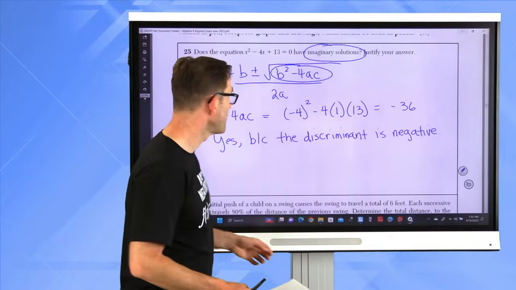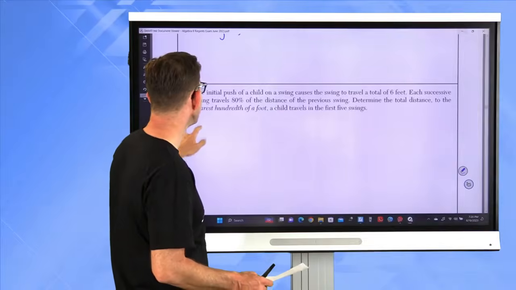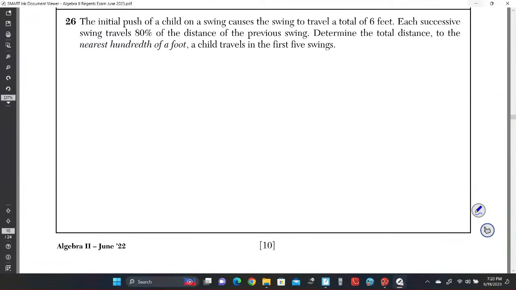All right, let's take a look at the next free response problem. Number 26. The initial push of a child on a swing causes the swing to travel a total of 6 feet. Each successive swing travels 80% the distance of the previous swing. Determine the total distance to the nearest hundredth of a foot a child travels in the first 5 swings.